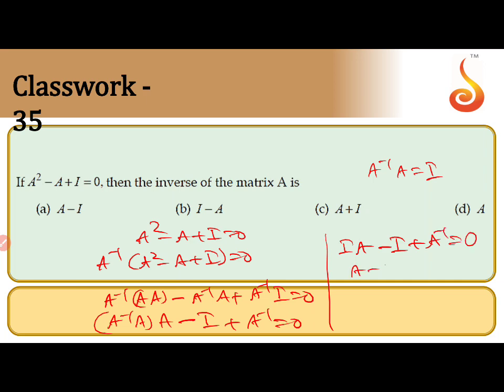Now again, A inverse into A is I, so I A minus I plus A inverse equals the null matrix. Again I A is A, so A minus A plus A inverse equals the null matrix. We want A inverse. Take the right side, I minus A. A inverse is I minus A. Which option? Option B is right.